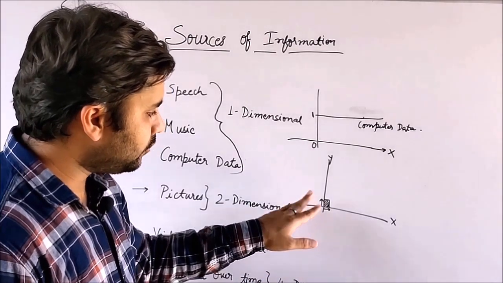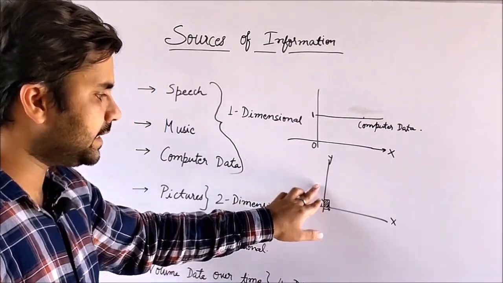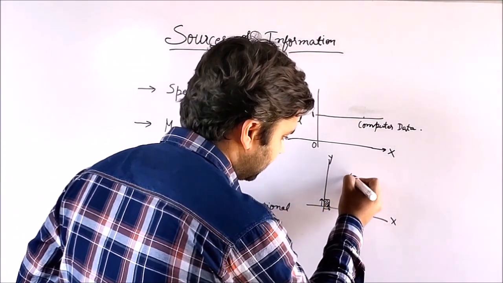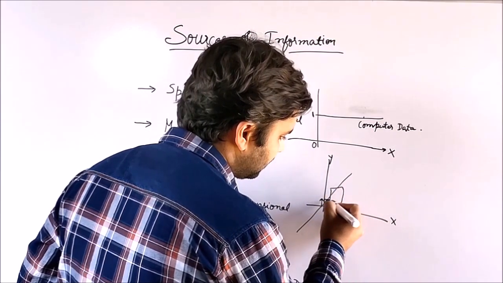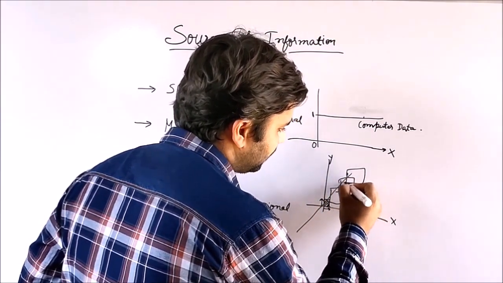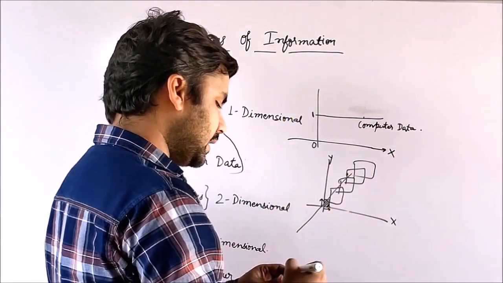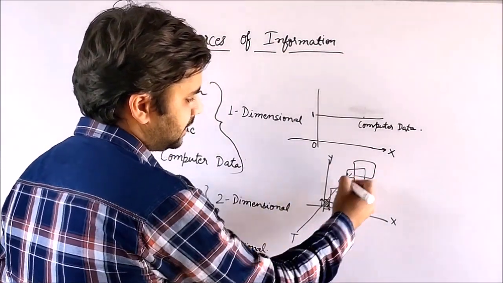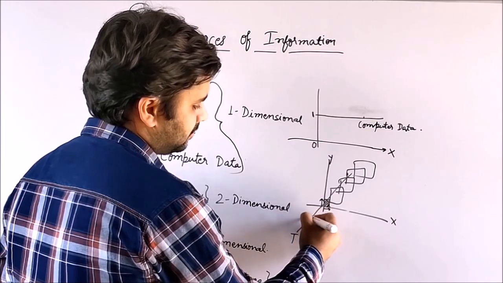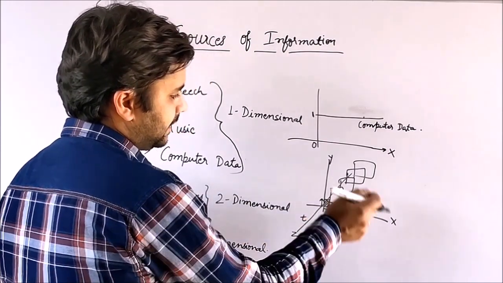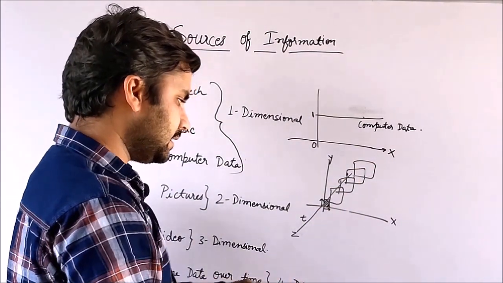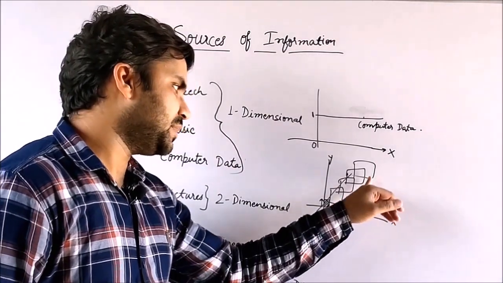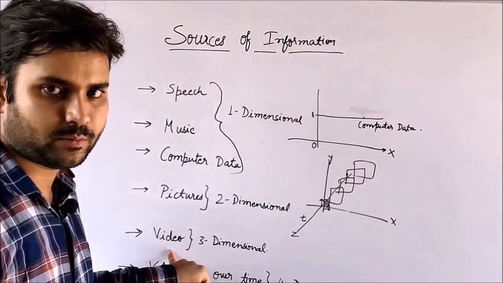For representing a picture we need two dimensions, and if it is continuous along a certain line, then it will be called a video. It will continue along the time axis. Let us consider it as the time axis, the z-axis. X, y, z: let us consider that the z-axis is the time axis and xy represents a picture. A series of pictures constitutes a video.